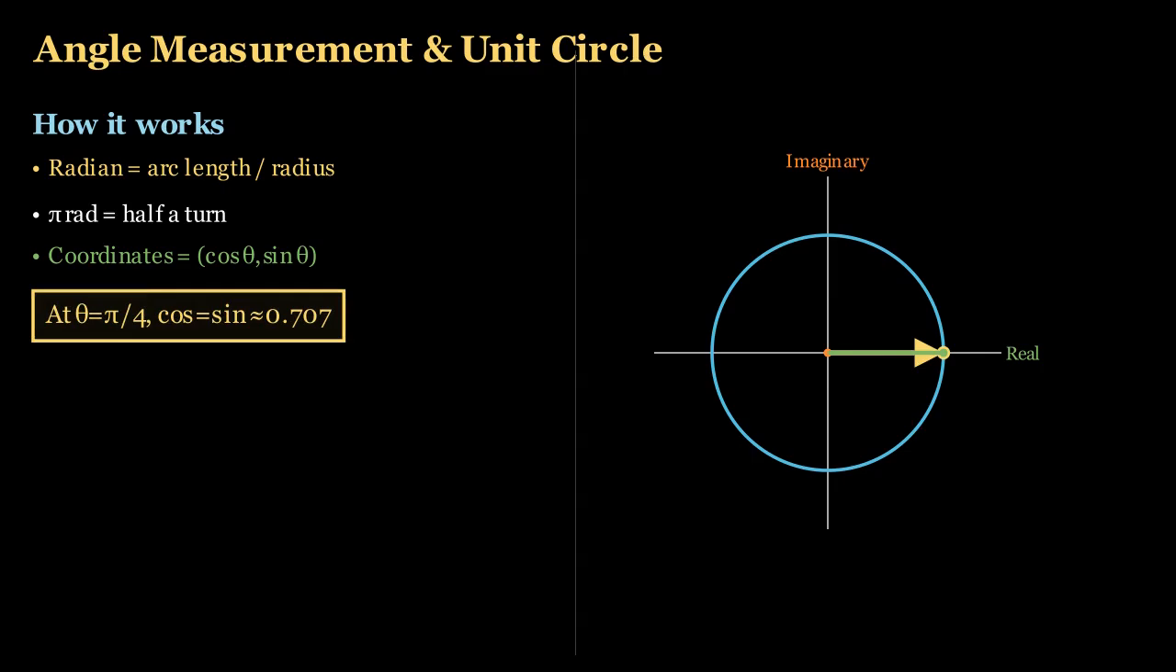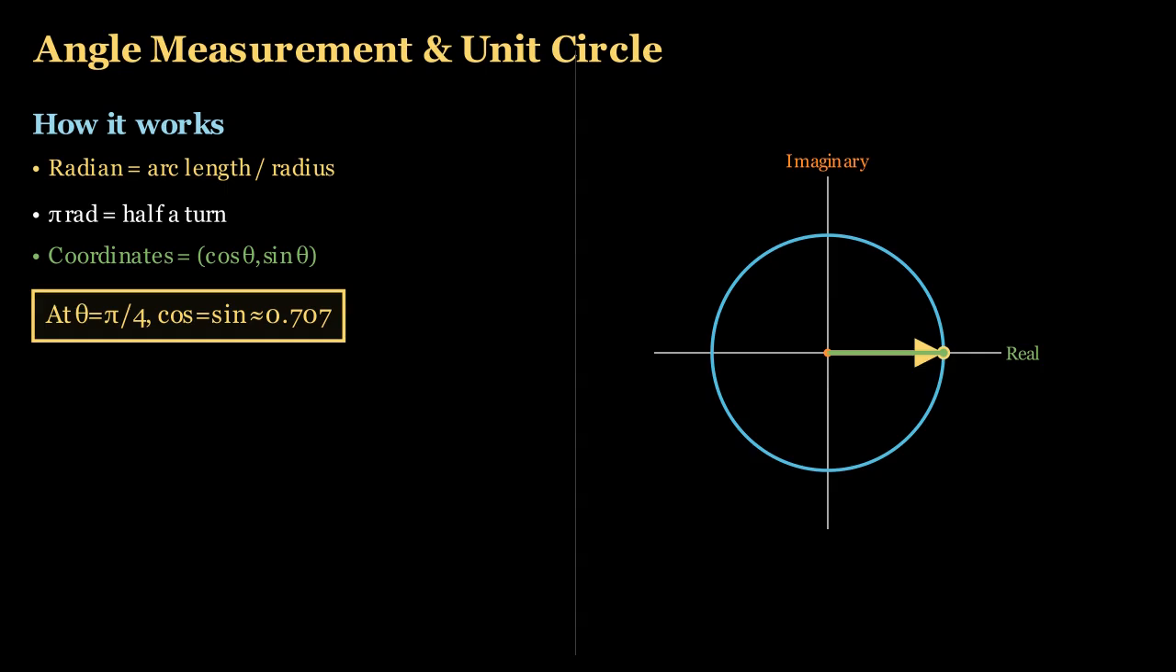Let's put this to work with a real problem. You stand 50 meters from a tall tree. You measure the angle from the ground up to the top of the tree and find it is 60 degrees. How tall is the tree? First, we convert that angle to radians because the unit circle works in radians. 60 degrees is pi over 3 radians. On the unit circle, at pi over 3, the coordinates are 1/2 for cosine and √3 over 2 for sine.